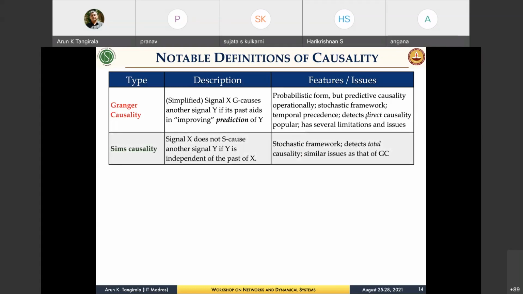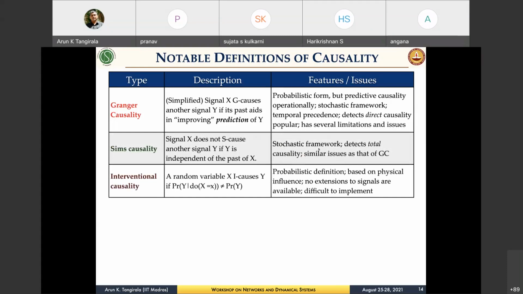On the other hand, there is a causality due to Sims. Sims is the name of a researcher in social science, who proposed a causality measure similar to Granger causality, but the only difference is that it detects total causality. Otherwise, everything is the same, and therefore it suffers from the same issues as that of Granger's.